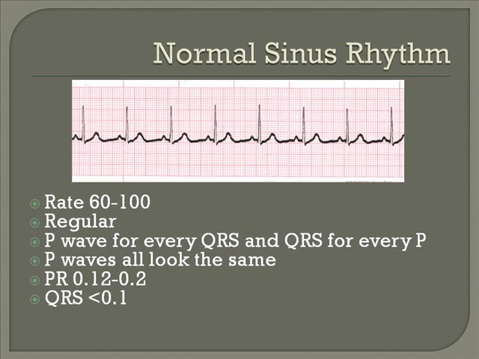Now, that doesn't tell us the heart is normal, it just tells us the electrical activity of the heart is working normally. This person could have serious problems going on with their heart and still have a normal sinus rhythm. Again, you want to look at your patient first. This is just one more piece of the picture, not the entire thing.